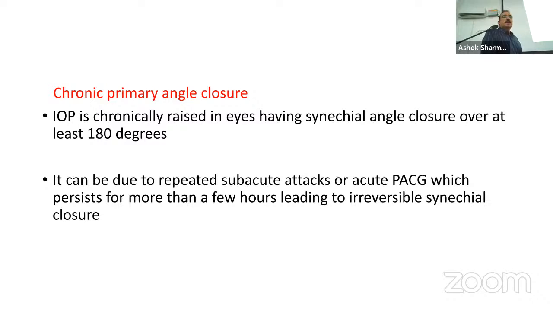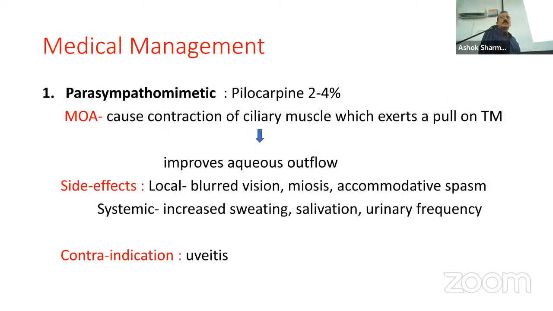We say chronic primary angle closure when IOP is chronically raised in eyes having angle which is closed. Angle closure is more than 180 degree because of repeated attacks. Drugs, I said parasympathomimetics like pilocarpine. It was not available. Now it's again available because of the Ukraine war. You can concentrate over here. Pilocarpine has its own side effects. We cannot use it in uveitis. There is spasm of accommodation, sweating, salivation, increased urinary frequency.